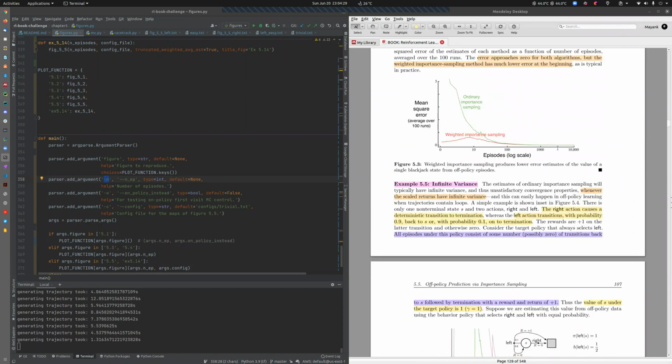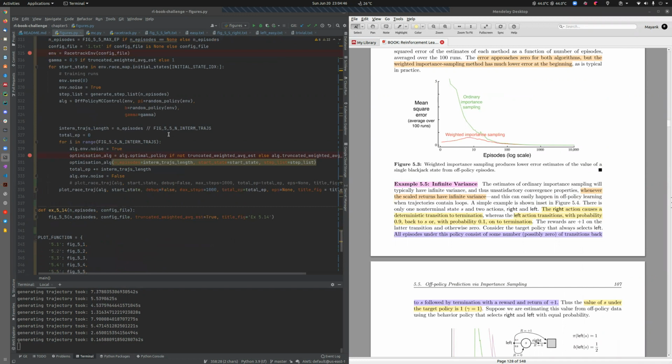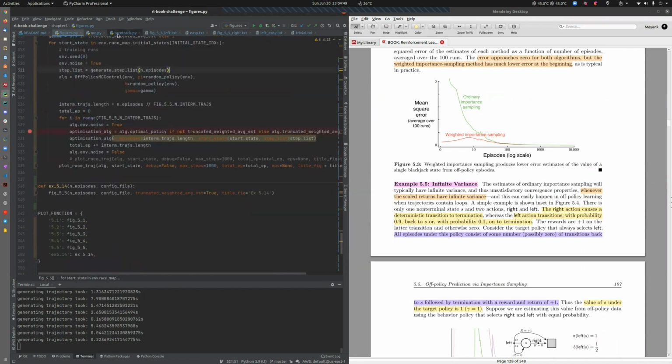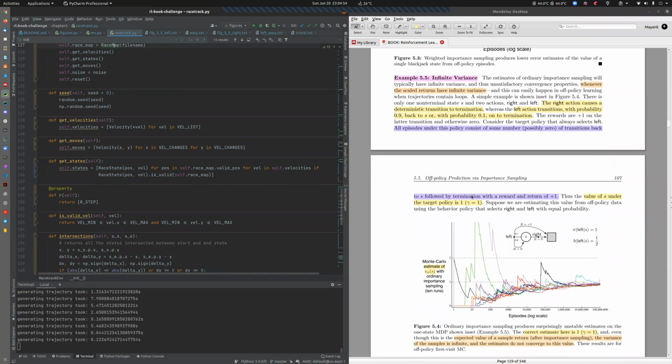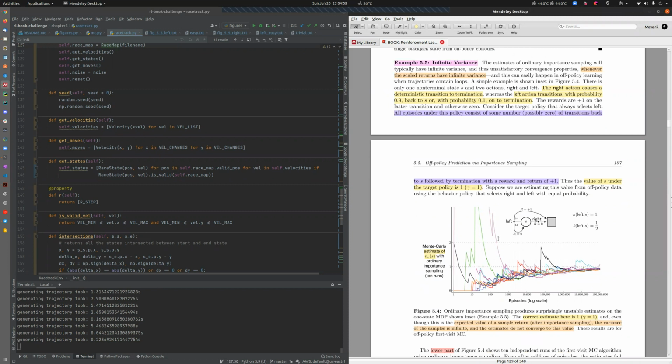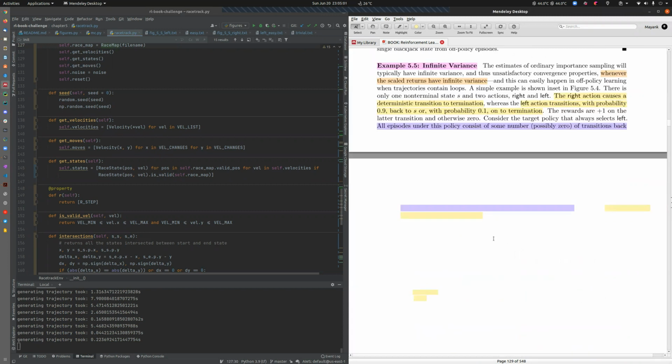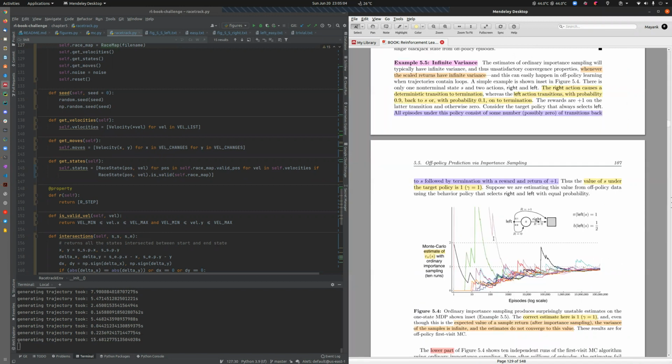We looked at the example in figure 5.3, weighted importance sampling and ordinary importance sampling, the difference between them last time. Now I just wanted to check a couple of things with respect to the infinite variance and what we got right or not, considering the possibility of transitions.